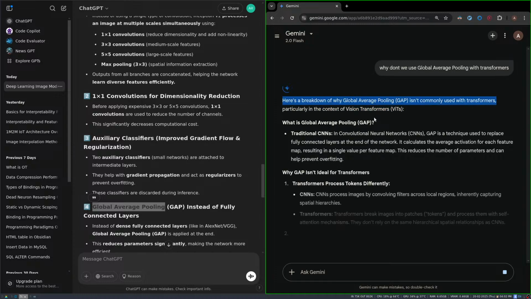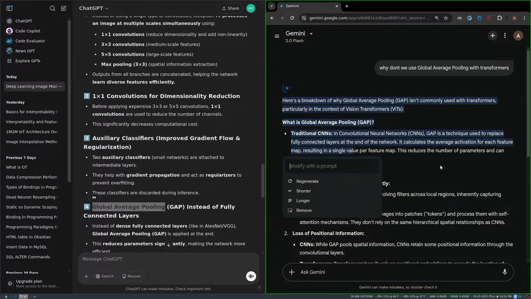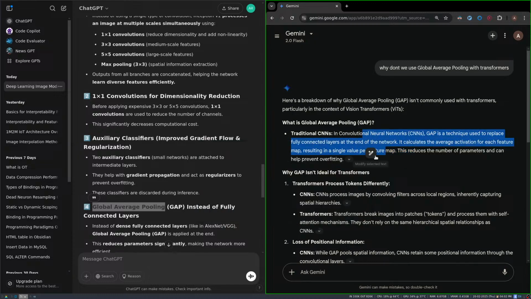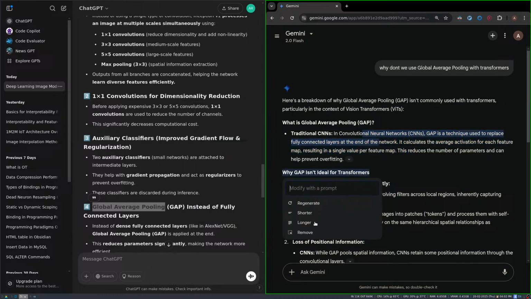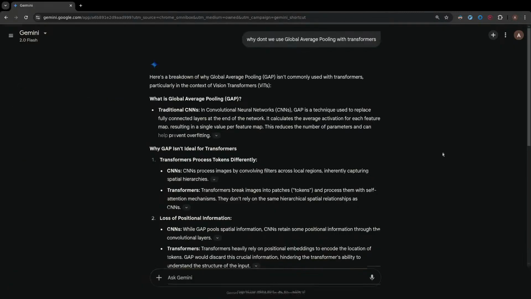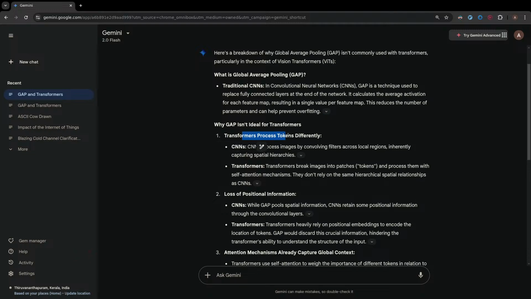Why global average? Okay. Traditional CNNs. Oh, I can do that. Oh, okay, that's cool. GAP is a technique used to replace fully connected layers at the end of the network. It calculates the average activation. Okay, sure. Why? Okay. Transformer processing happens differently.